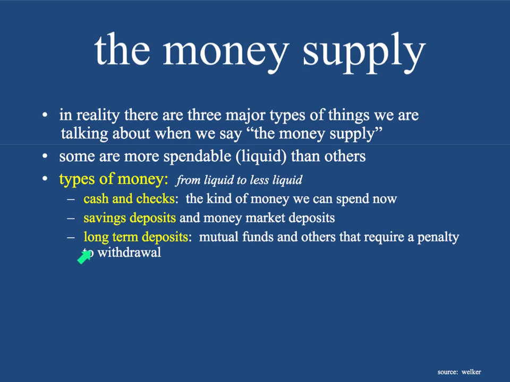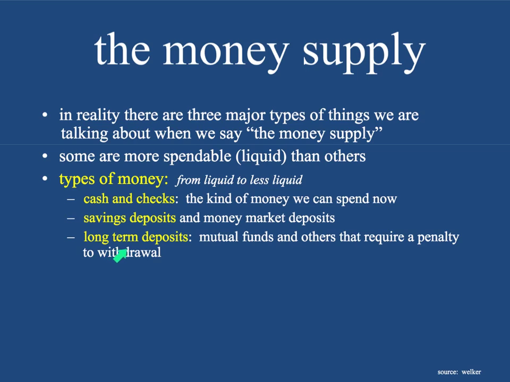And then the last thing is long-term deposits, which are mutual funds and other things that require a penalty to withdraw. If you know anything about retirement accounts, or it doesn't really matter if you do, a retirement account is something you put money into, and then you can't get to it. You cannot take it out, say, until you're 60 or 65 years old. In the United States, anyway, those are the rules. And that's fine, because you put money in there because you really don't want to be able to get to it very easily, because the reason is you want to save it, right?